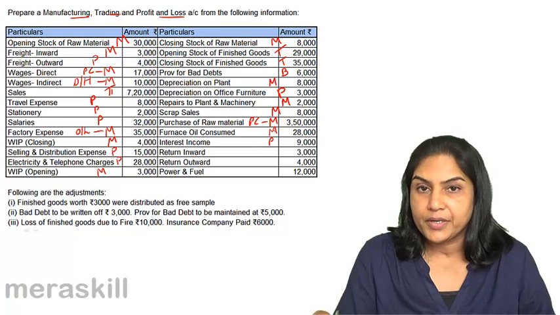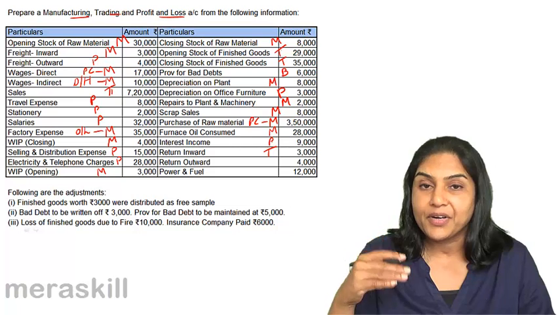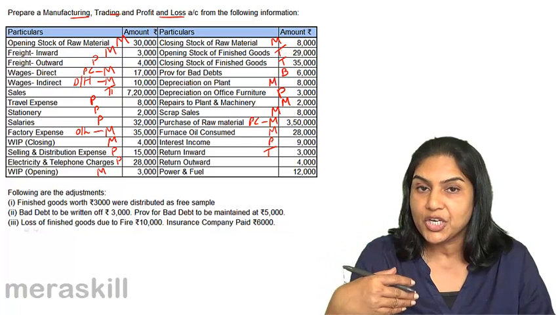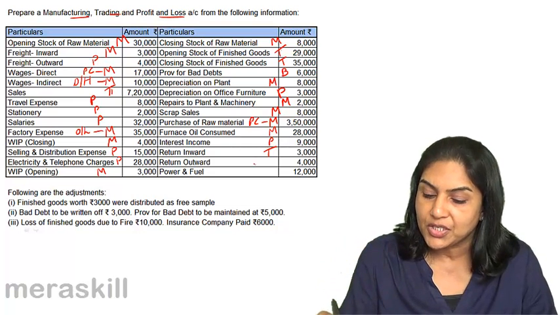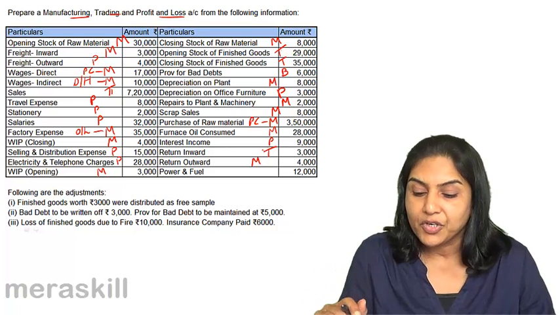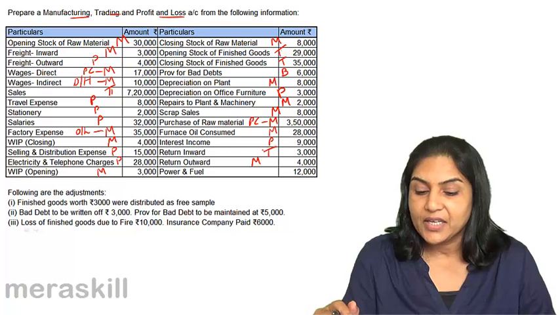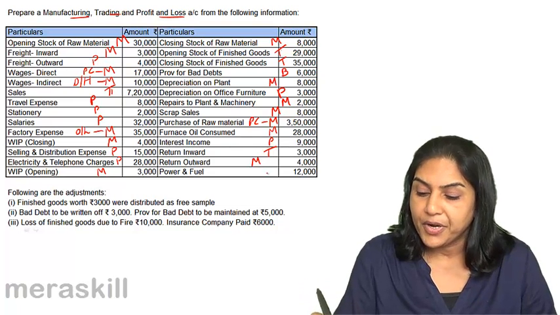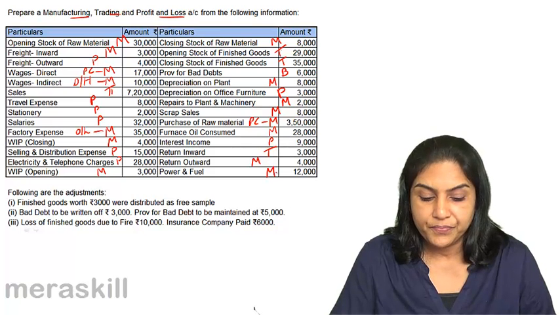Return inward is sale return and will go to trading account. But return outward is goods we purchased which we returned. Goods we purchased is raw material we purchased. Therefore, this will actually go to manufacturing account and will be reduced from the materials consumed. Power and fuel will also go to the manufacturing account.